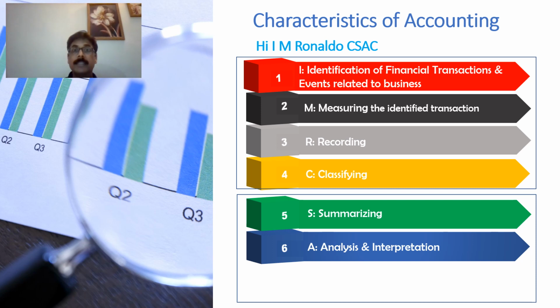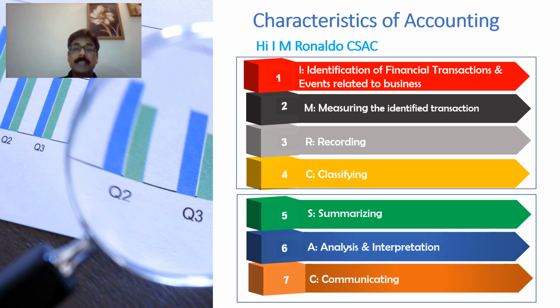What's the reason for this analysis and interpretation? That is the last C in CZAC, which says communicating. All the financial transactions analysis that we do, we provide and communicate to the users of the financial information or the financial statement. So who are the users of the financial statement? The users can be internal or external.